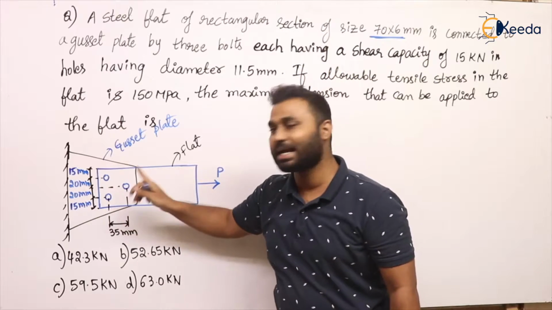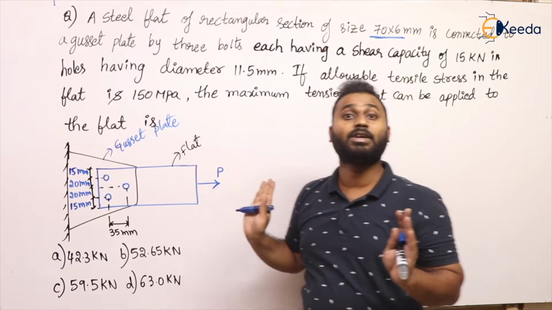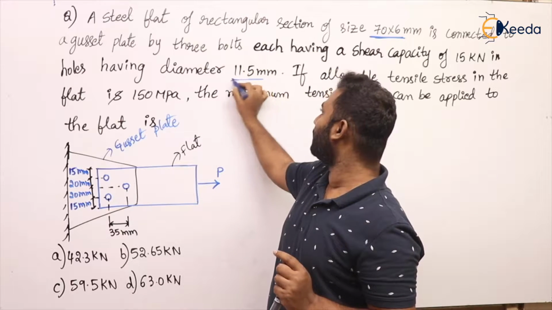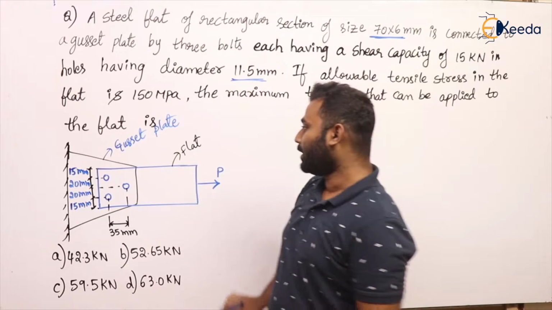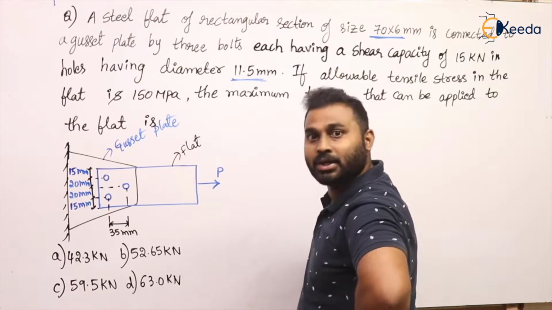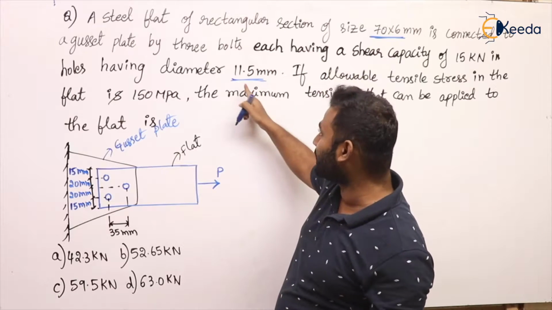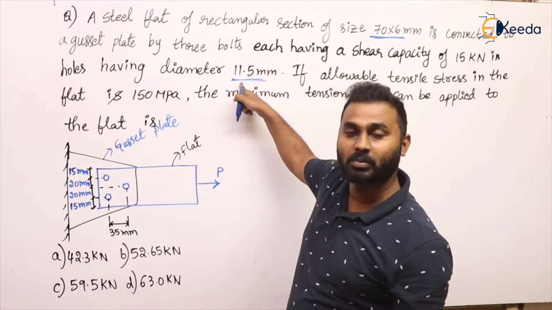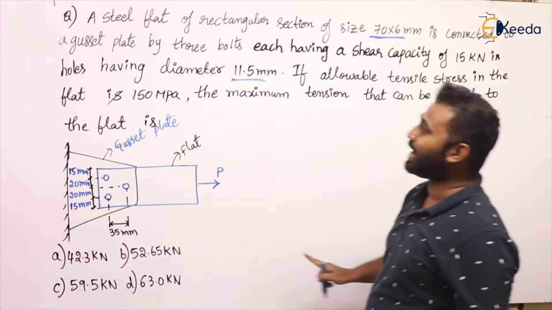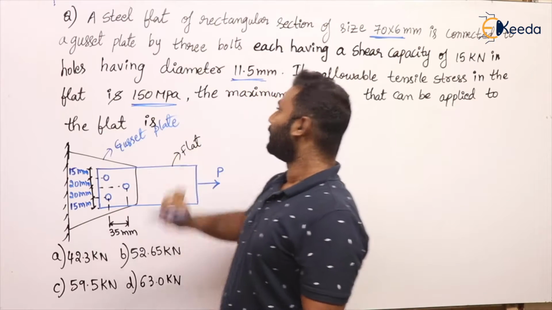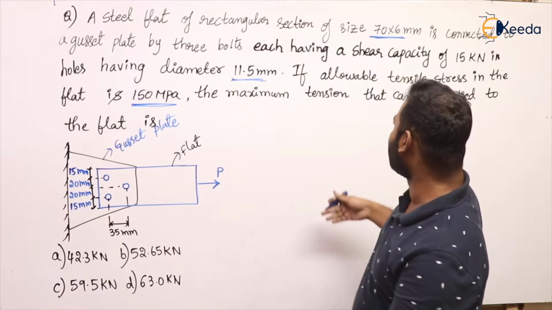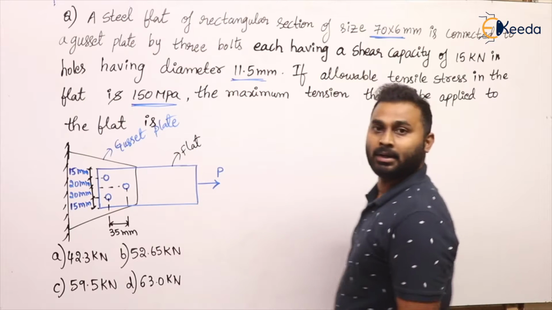So these 3 bolts have a shear capacity of 15 kilonewton each, in holes having a diameter of 11.5 mm. For making the bolted connections, first we need to drill a hole, right? So the diameter of that hole for this connection is 11.5 mm. Next, the allowable tensile stress in the flat is 150 MPa. Now what is being asked?